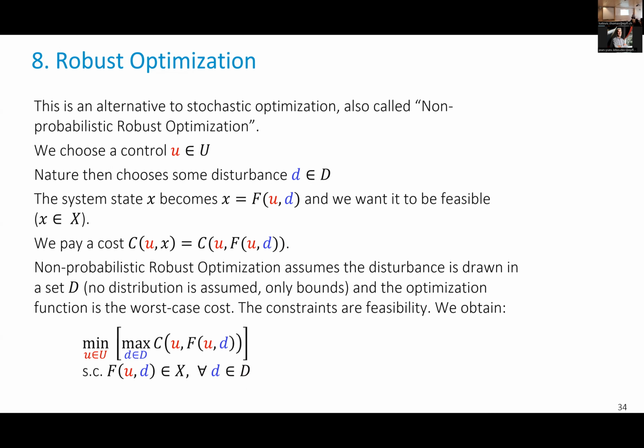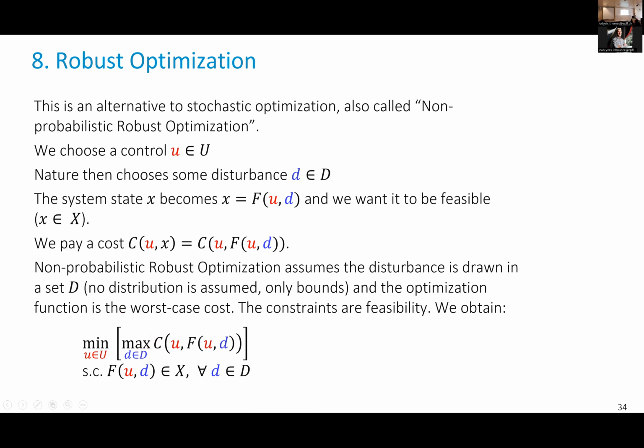If we have this and we don't want to speak at all about distribution, then strictly speaking, we cannot speak of the expected value if we don't have a distribution here. So this is removed by, instead of looking at the expected cost, we simply take the worst case cost. So we minimize the worst case cost with respect to the disturbance. That's what is called robust optimization.